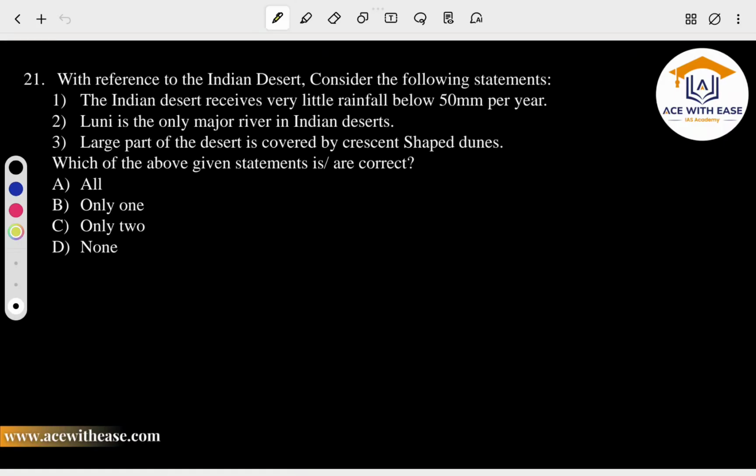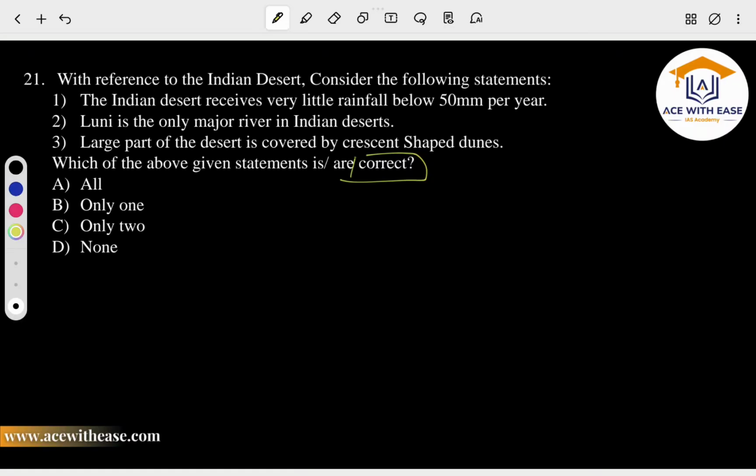Then question 21, with reference to the Indian desert, consider the statements which are correct. Indian desert receives very little amount of rainfall, below 50 millimeters per year. So here it is a typical question where Rajasthan, but mostly the Thar desert region, is receiving very little amount of rainfall.